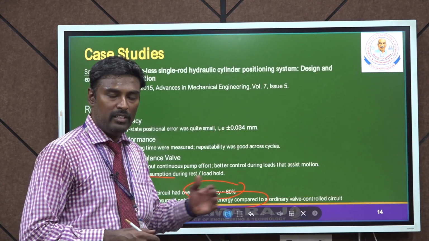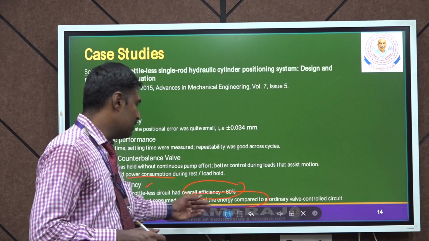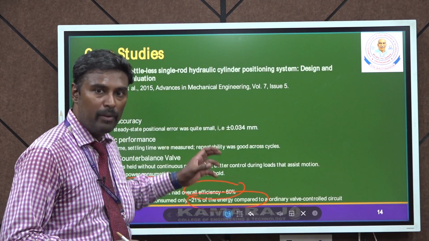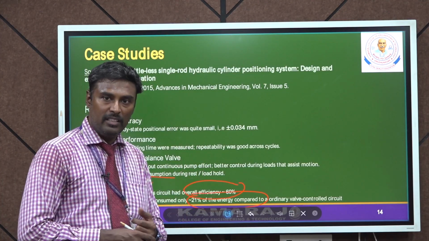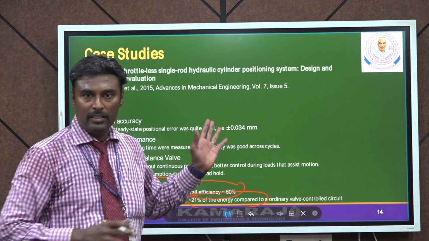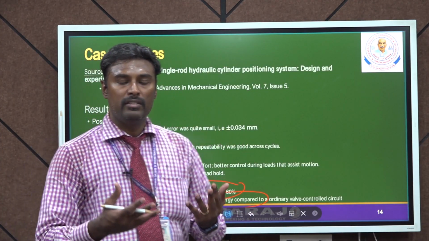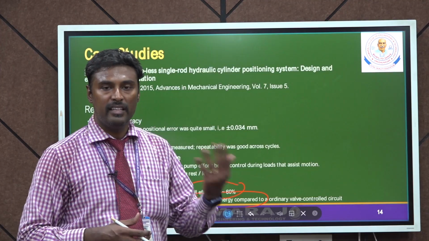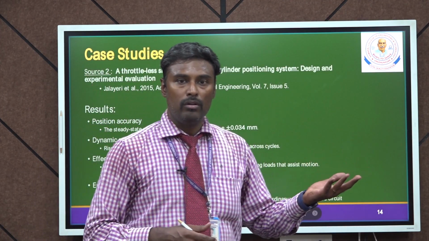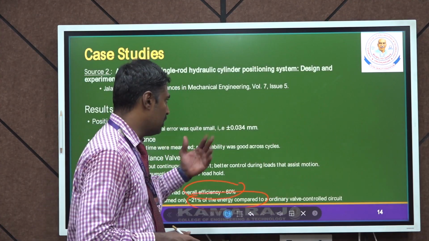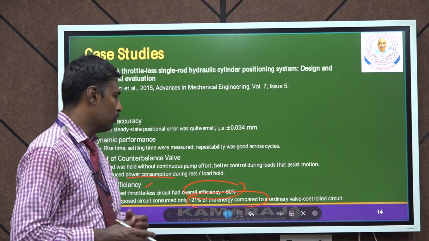With the use of this single counterbalance valve and this particular circuit, 21% of energy is saved by applying this concept. So the overall efficiency is improved by 60%, and while applying this particular setup, 21% of energy is reduced, compared with an ordinary circuit connection for raising up and down the load using this hoist. This is what the case study and inferences suggested by Jalayeri in the year 2015.